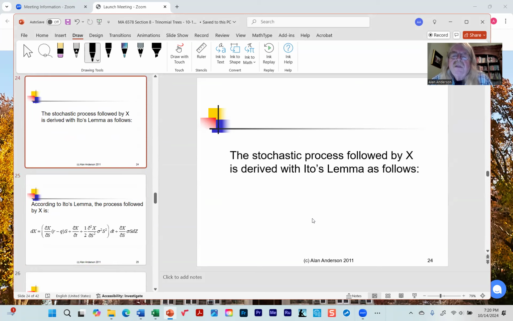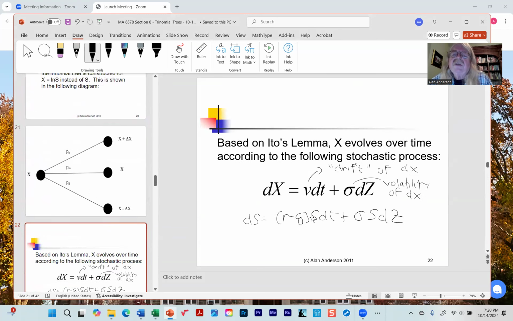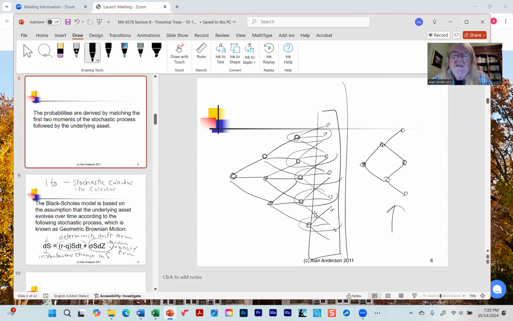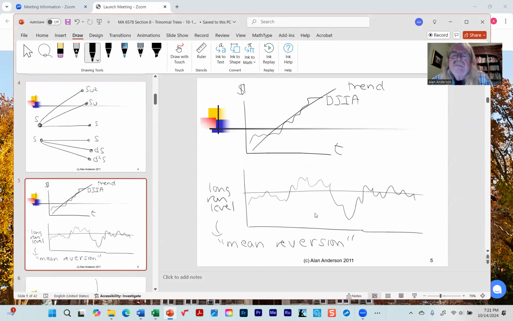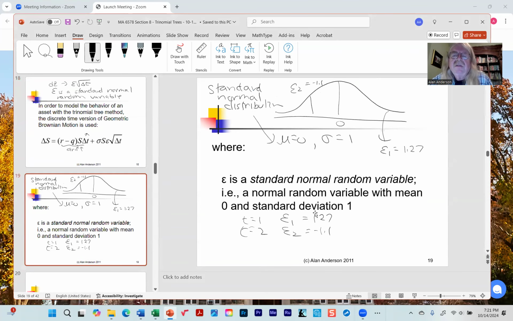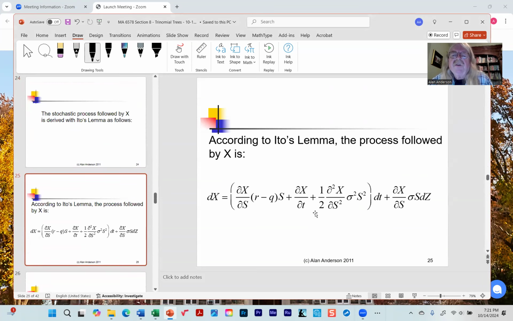In Hull's book, he introduces this concept called Ito's lemma. In the book, he's got Ito's lemma based on S. This is the corresponding version for X. Remember, we mentioned the Japanese mathematician Ito. He came up with a way of integrating random variables. Well, actually, he called it stochastic calculus. Other people have since called it Ito's calculus, but this is the result that he came up with.